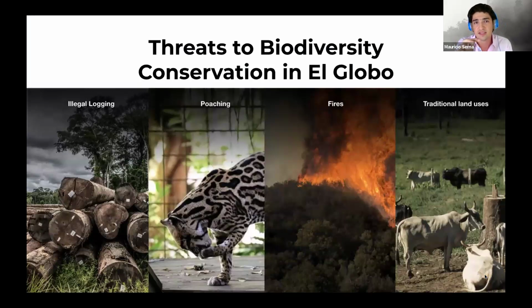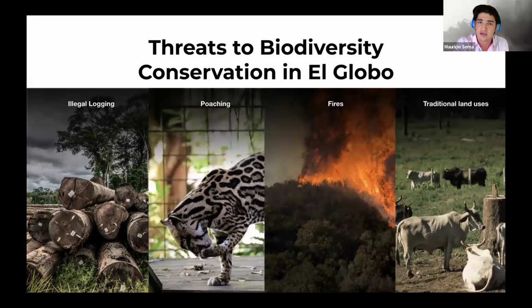So the Andes is being threatened, and El Globo has some threats to biodiversity conservation, which are illegal logging. So there's a lot of illegal logging in the area due to a specific palm that's really precious to build houses. I'm going to show it to you afterwards. Poaching, there's a lot of poaching in the area, illegal poaching of the puma, for example, illegal poaching of birds and of different wildcats. We also have fires.